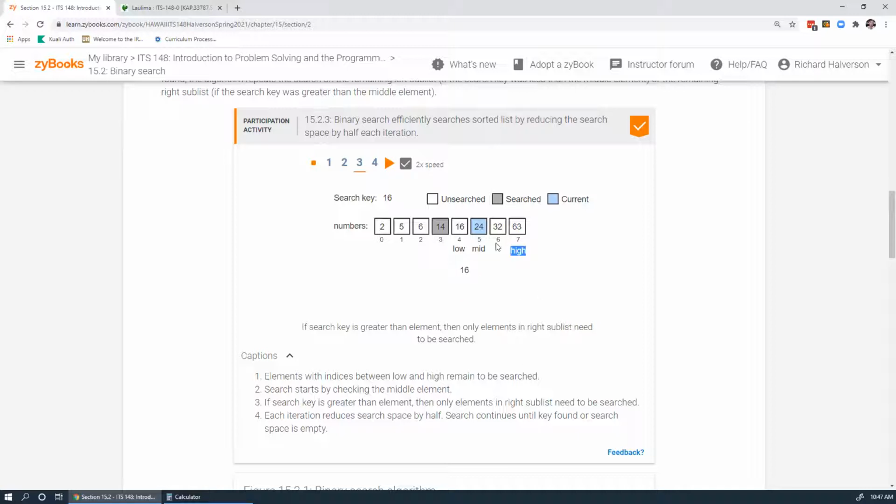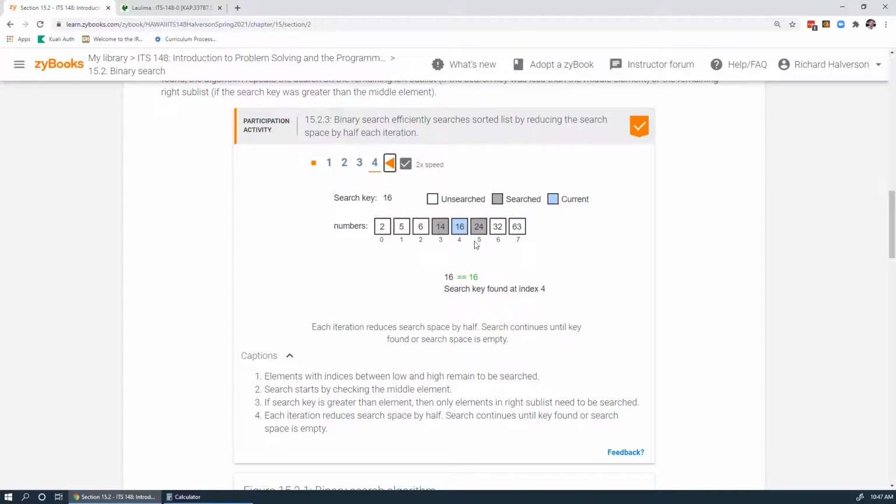And we figure out what mid is by doing 7 plus 4 is 11 divided by 2 is 5. So that's this. So this is the new mid. And then we look to see, is mid, which is 24, equal to 16? So there's that test. It's less than, so that means it must be to the left of 24.